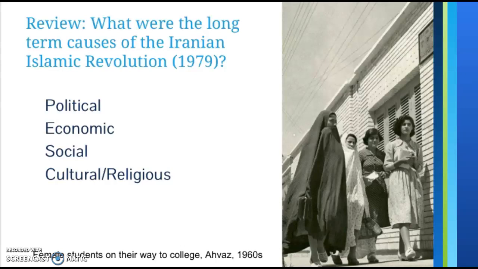So there's lots of things to think about. Make sure you're clear on the disappointments of the White Revolution. Make sure you're clear on the way that ordinary Iranians challenge the Shah's legitimacy and rule.